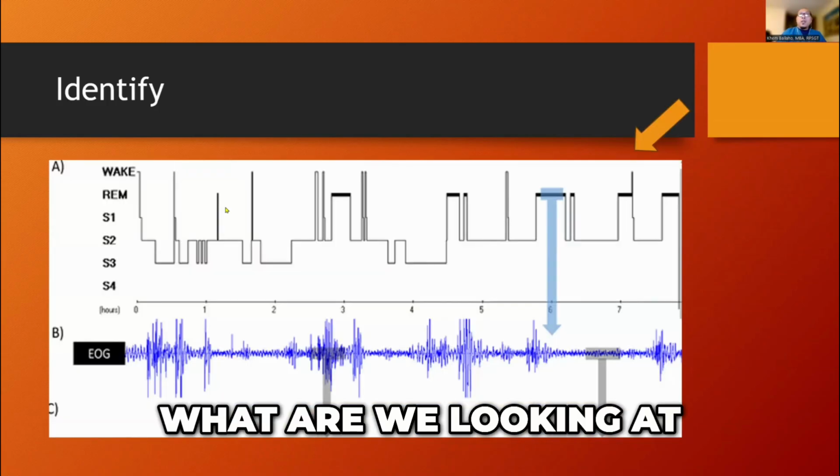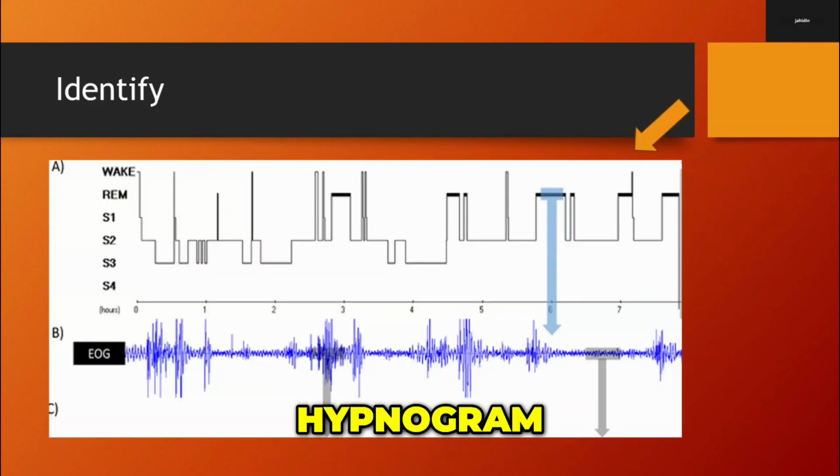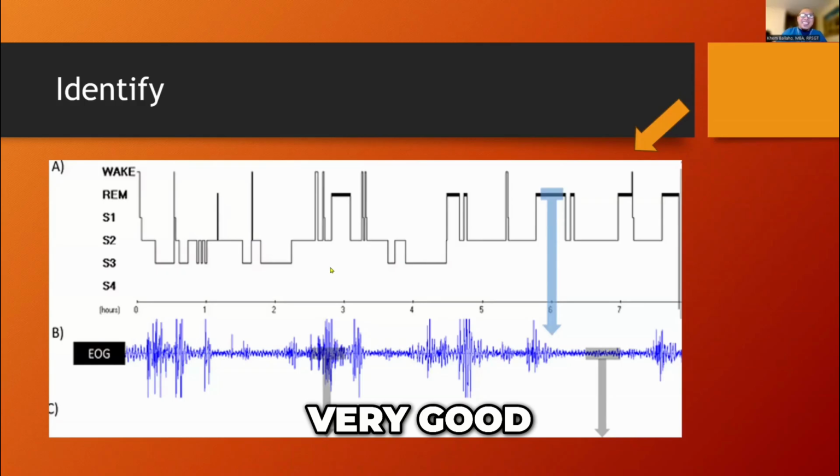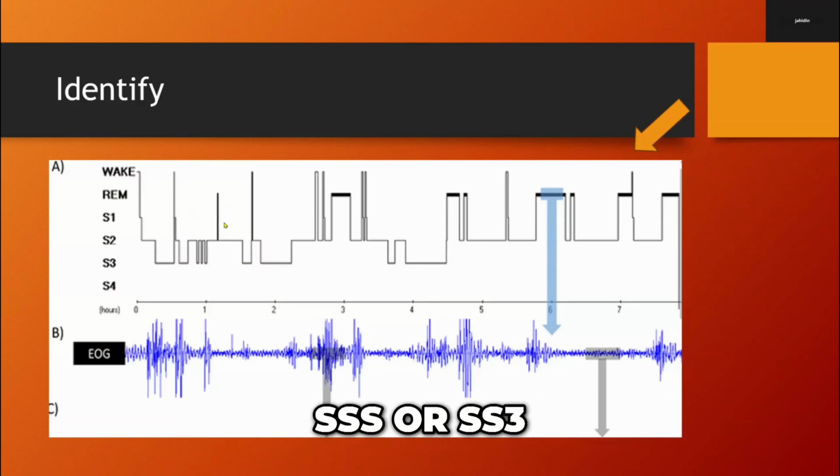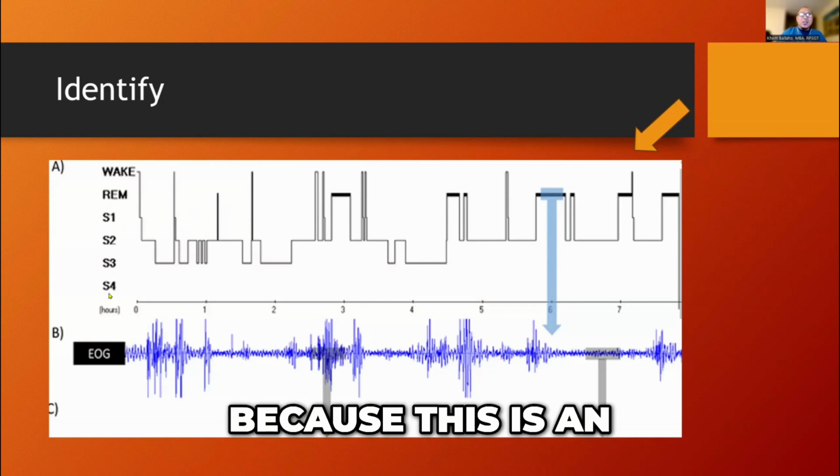Any questions? What are we looking at? Hypnogram. Very good. Absolutely. So this is S3, you know why? Because this is an old slide.